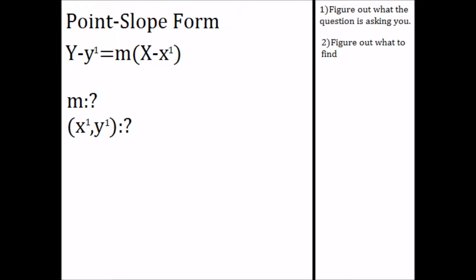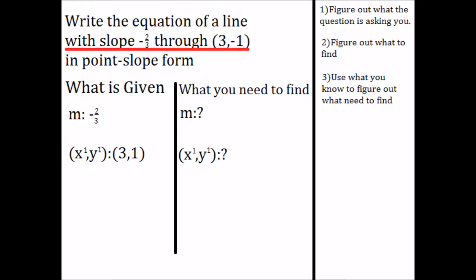The next thing you do is figure out what you need to find. Since the question asks you to write in point slope form, which is y minus y1 equals m times x minus x1, that means you have to figure out what m is and what x1 and y1 are. The next step is to use what is given to you, or what you know, to help you find out what you need to find.